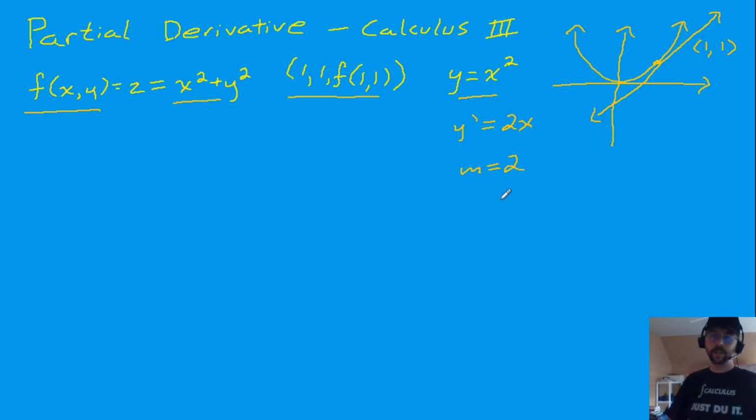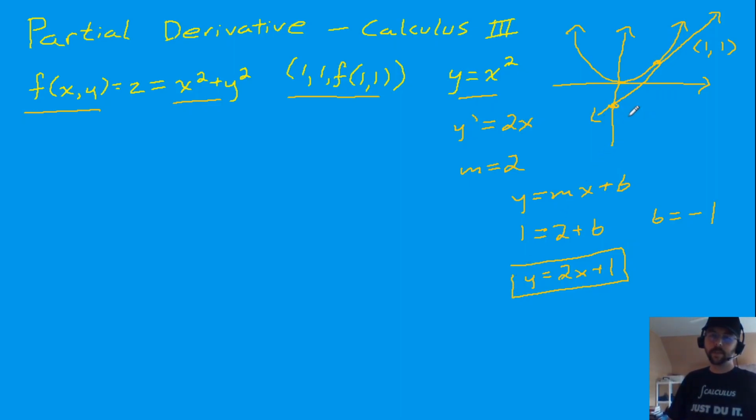And to find the actual equation, we would have y equals mx plus b, and we're going to have the y value is 1. 1 equals 2 times 1, which is 2, plus b. So we see that b equals negative 1. Write that over here. b equals negative 1. And now, from this, we say that y equals 2x plus 1. That gives us the formula for the tangent line, which is this line right here.